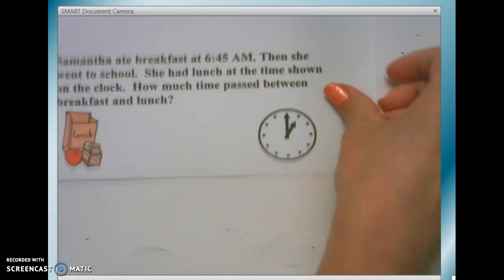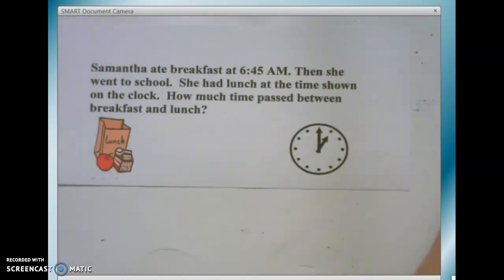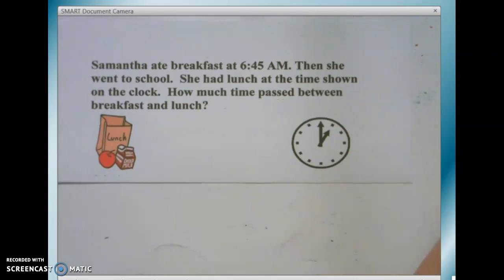How about this one? Samantha ate breakfast at 6:45 a.m. Then she went to school. She had lunch at the time shown on the clock. How much time passed between breakfast and lunch? Well, hopefully you can read a clock. So you're looking at that.